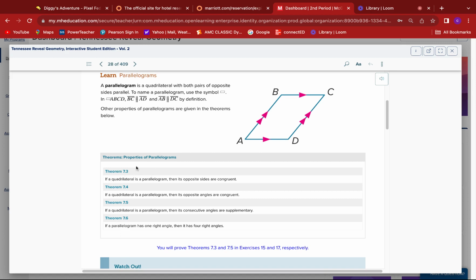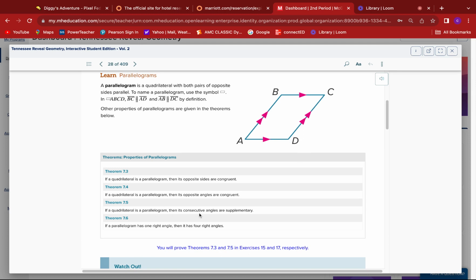All right, if a quad's a parallelogram, then its opposite sides are congruent. So the ones that are parallel will be equal to each other. All right, if it's a parallelogram, then opposite angles are congruent. So this obtuse B and obtuse D are congruent, and the acute A and the acute C are congruent to each other. All right, next one.